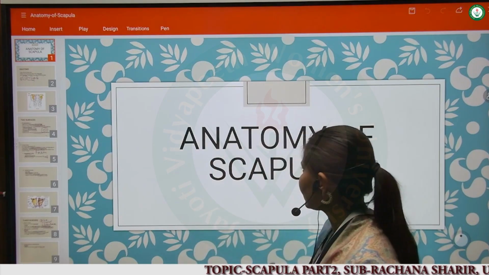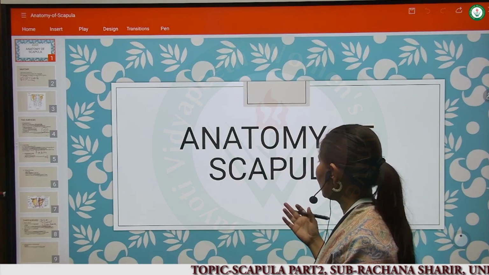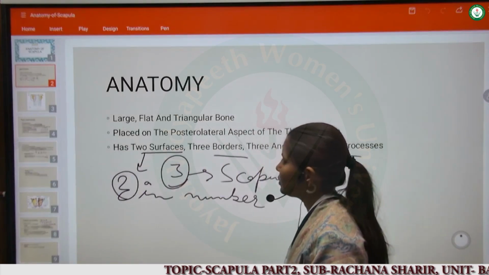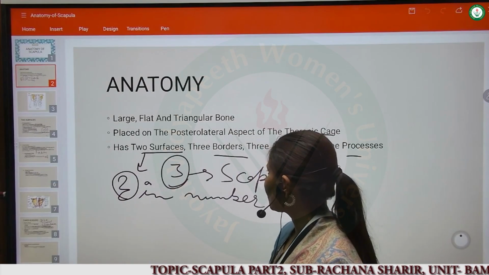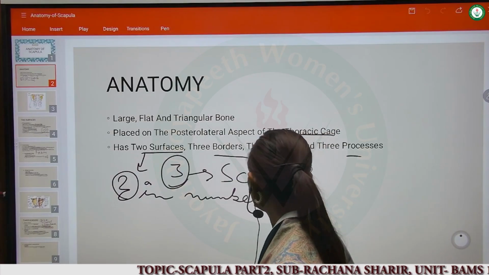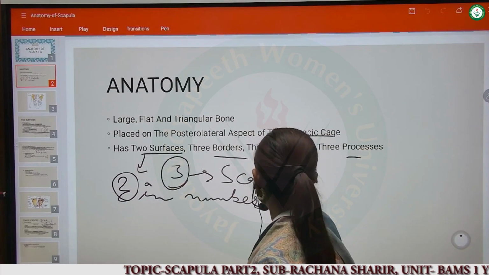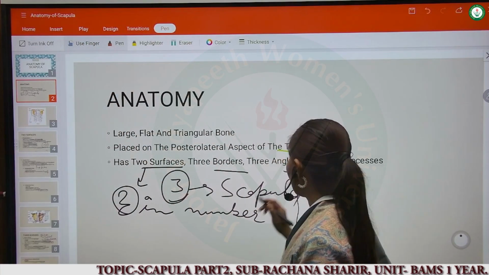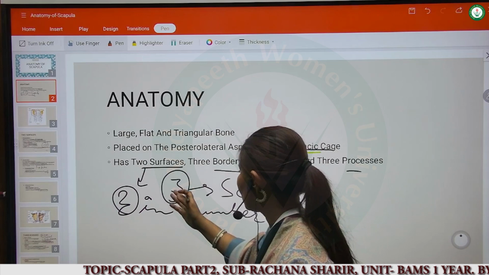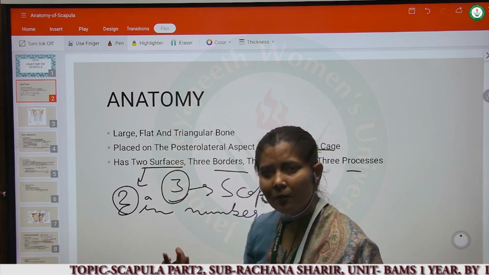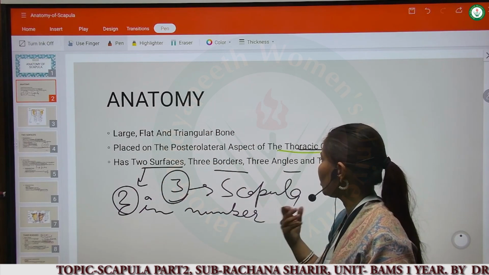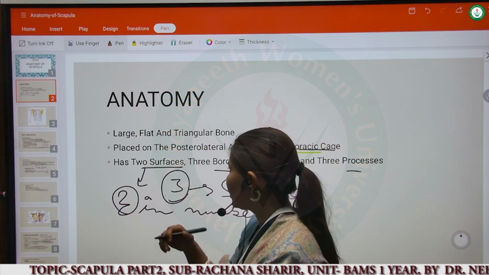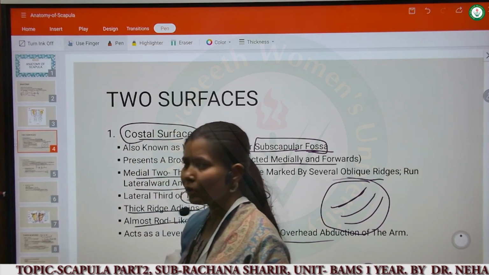Today, in the last lectures, we have been discussing the anatomy of the scapula bone. We already discussed where the scapula bone is situated: on the posterolateral aspect of the thoracic cage. Then we discussed that it has mostly three types of features. Scapula has three borders, three angles and three processes. Only surfaces are two, costal surface and dorsal surface.